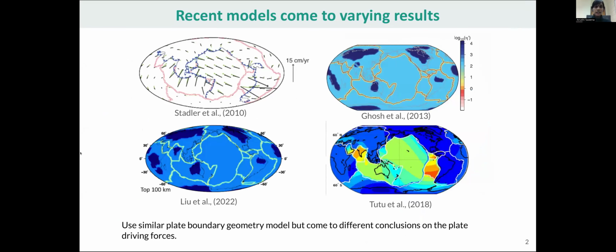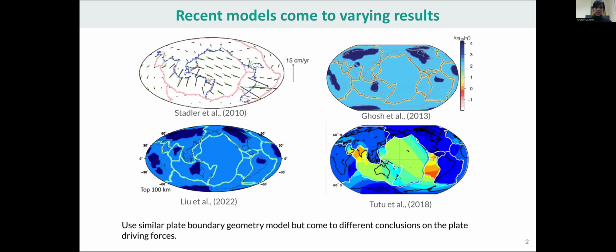So if we look at the available models that we have today, some of which I'm showing you here, the common feature which you can all see is the way the plate boundaries are incorporated. All of these models use a very simplified plate boundary geometry, which is a model that came out over 20 years ago. And since then, not much work has been done, or the effects of plate boundaries have not been utilized. So we want to use an updated plate boundary geometry model.